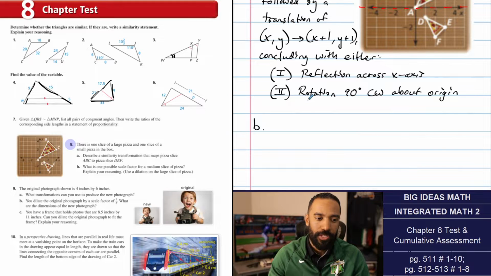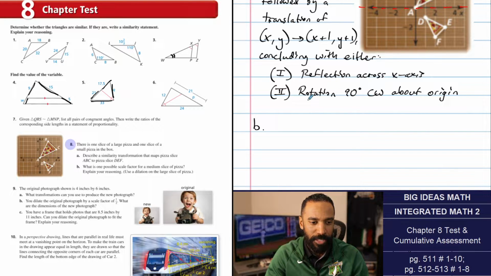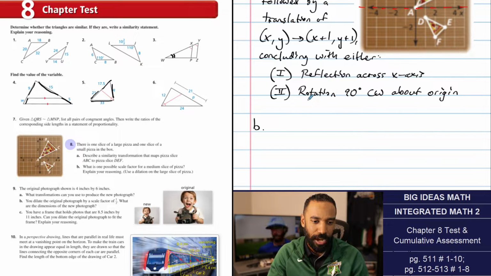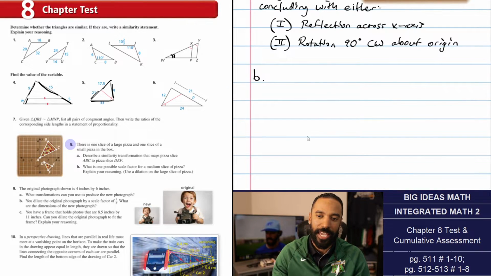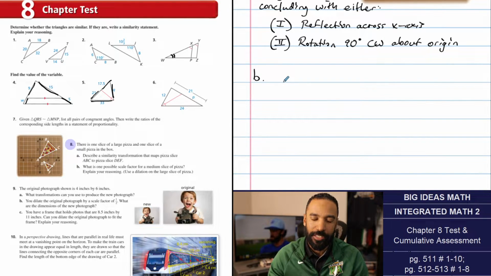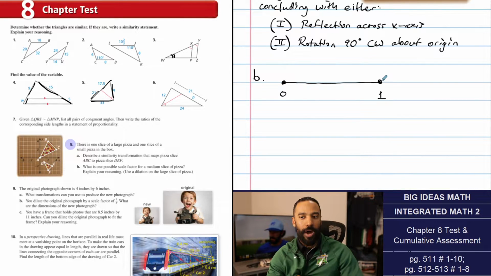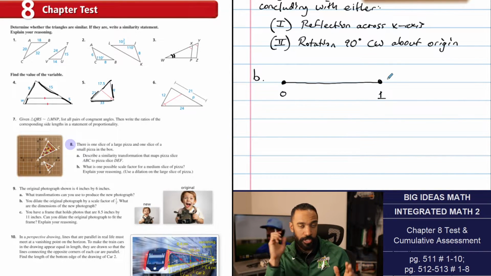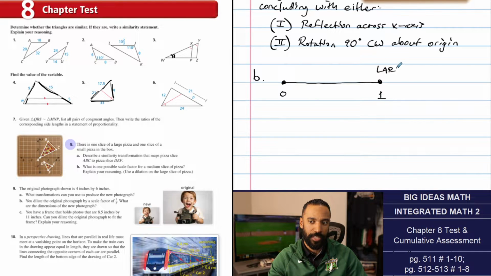Part B. What is one possible scale factor for a medium slice of pizza? Explain your reasoning. Use a dilation on the large slice of pizza. So we have the large and the small. Think of it like, not really a number line, but think of everything from 0 to 1. This is how I'm coming up with this. Where 1 is the largest pizza, the large. There's no XL. Just think of 1 as the large pizza. And then think of 0 as no pizza. Now, the small size is right here.